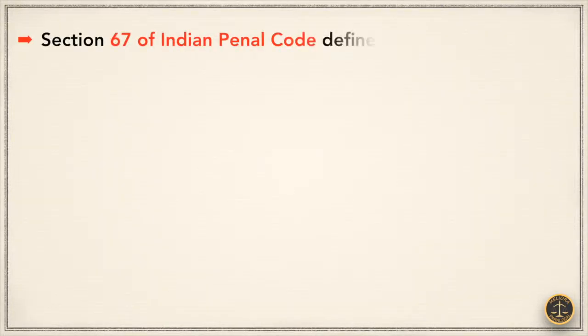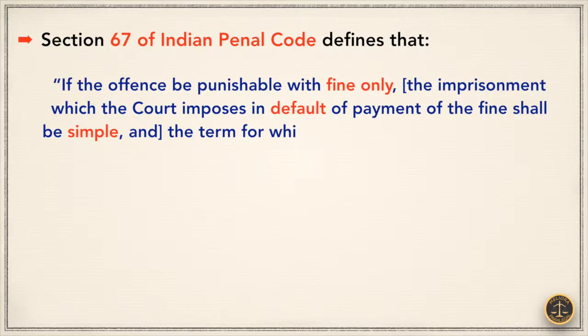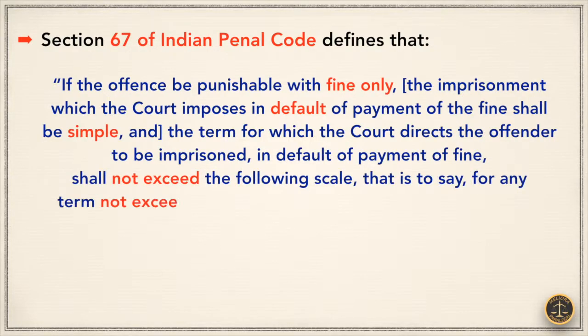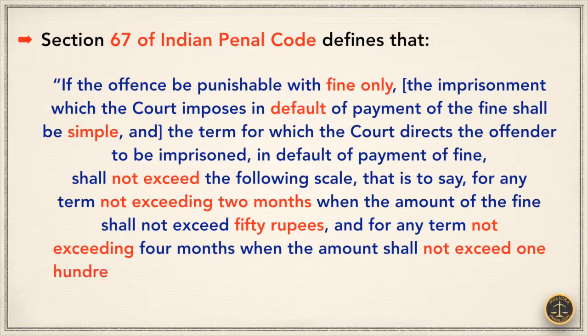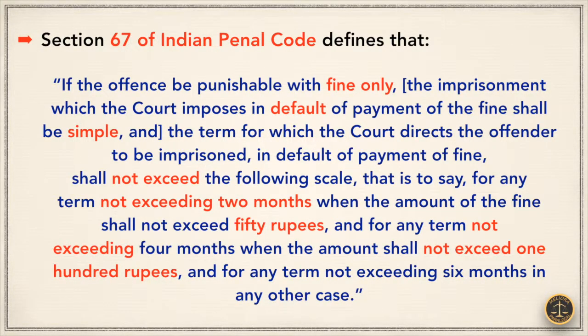Section 67 of the Indian Penal Code defines that if the offence be punishable with fine only, the imprisonment which the court imposes in default of payment of the fine shall be simple, and the term for which the court directs the offender to be imprisoned in default of payment of fine shall not exceed the following scale, that is to say: for any term not exceeding 2 months, when the amount of the fine shall not exceed 50 rupees, and for any term not exceeding 4 months, when the amount shall not exceed 100 rupees, and for any term not exceeding 6 months in any other case.